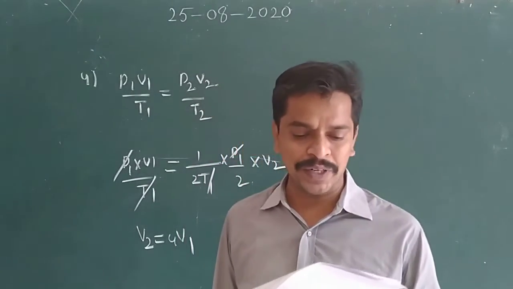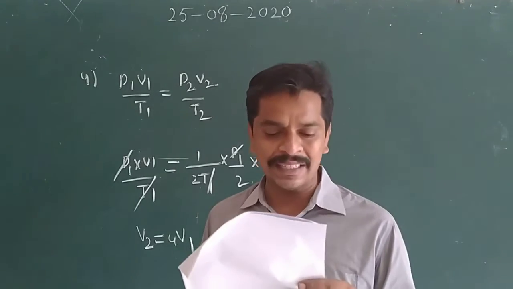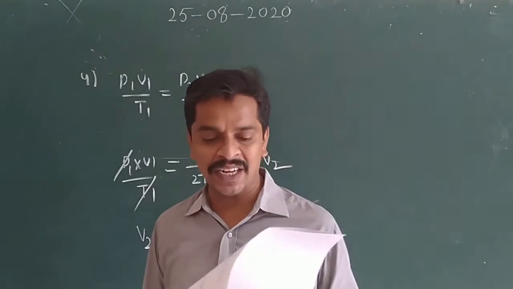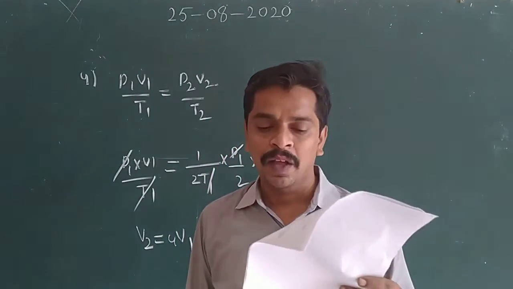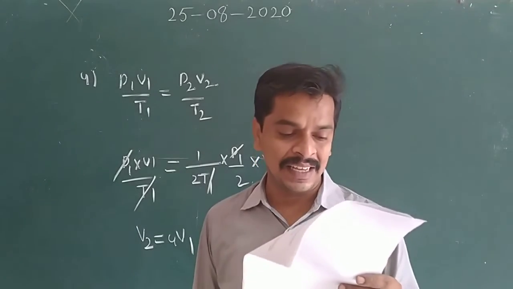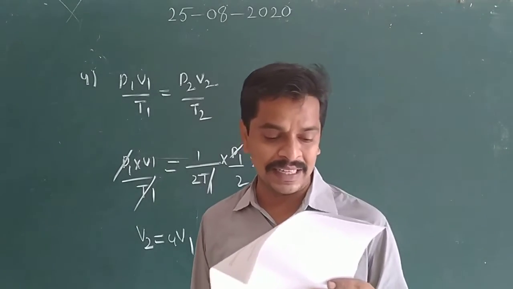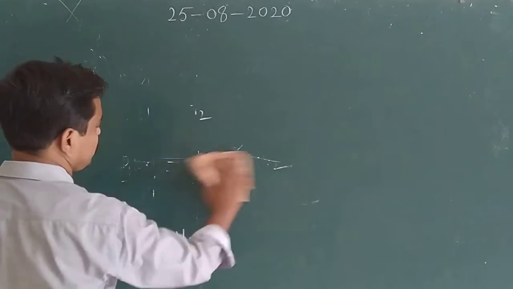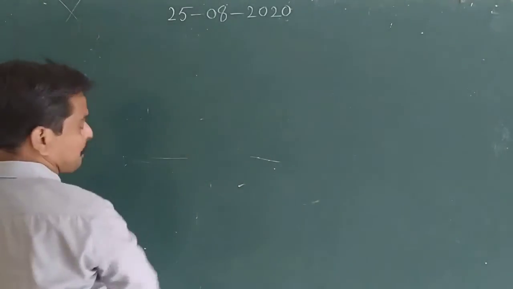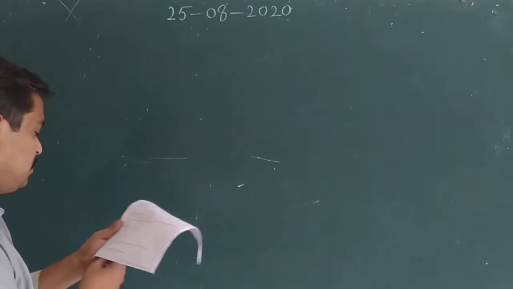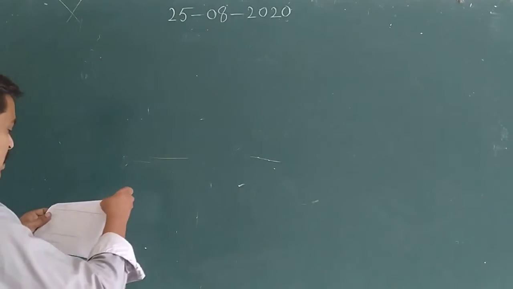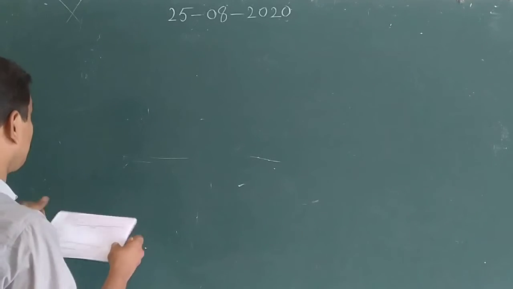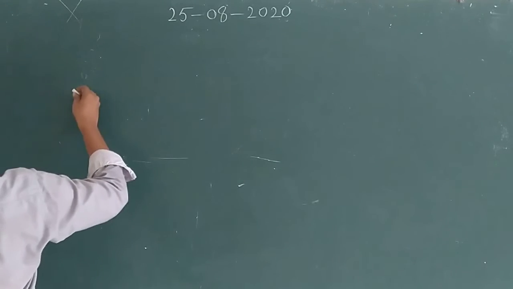Next, question number 5, students. Density of a gas is found to be 5.46 grams per dm cube at 27 degrees C and at 1 bar pressure. What will be its density at STP? So now, come to my point, students. Here he said, listen, students. Question number 5.